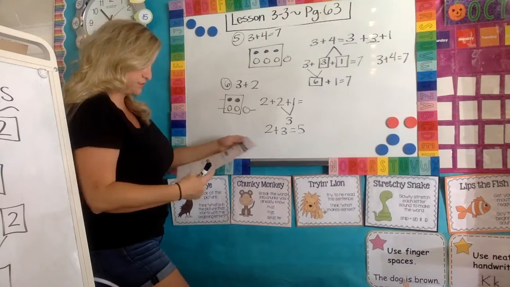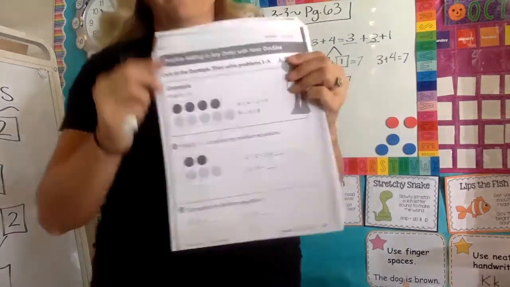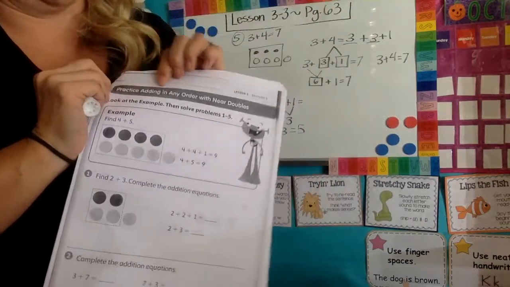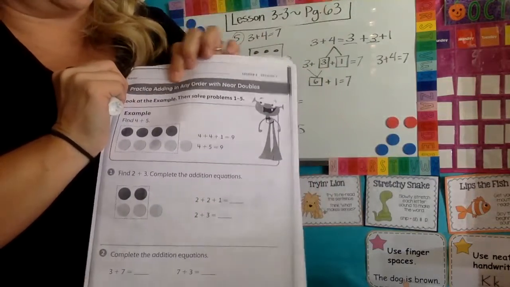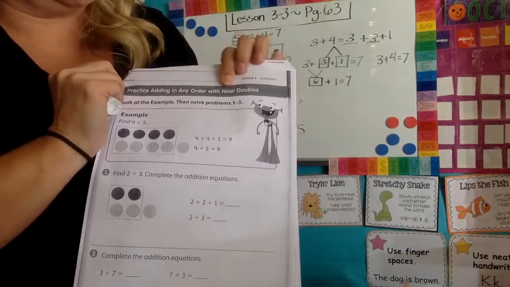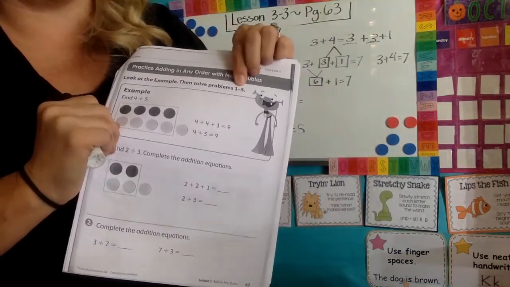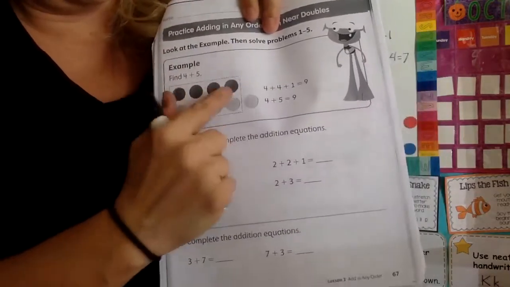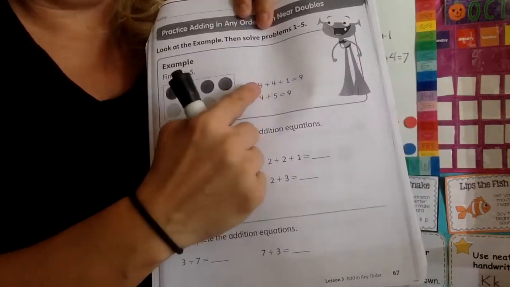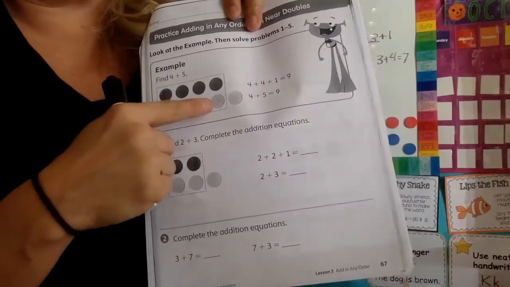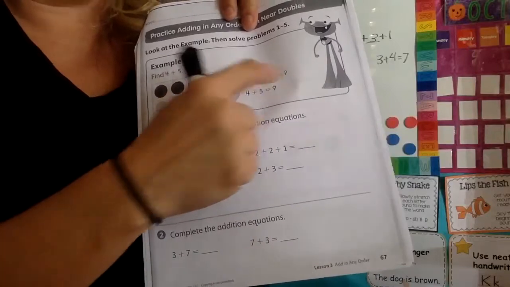All right. Now we're on page 67. This page with the green at the top is your practice pages. It's really where you practice. So practice adding in any order with near doubles. Look at the example, then solve problems 1 through 5. Example, 4 plus 5. 4 plus 4, that's this 4, plus 1 equals 9.